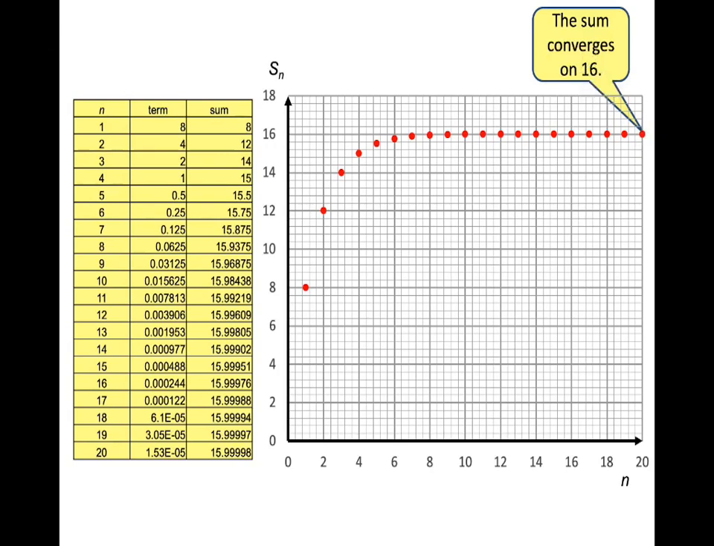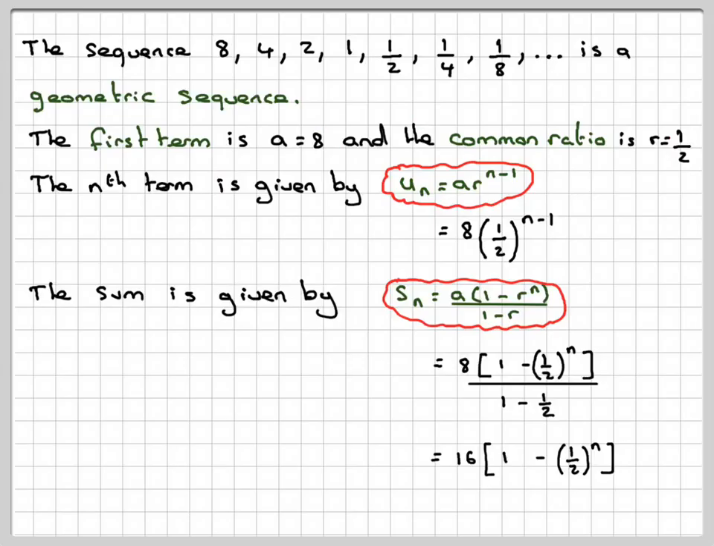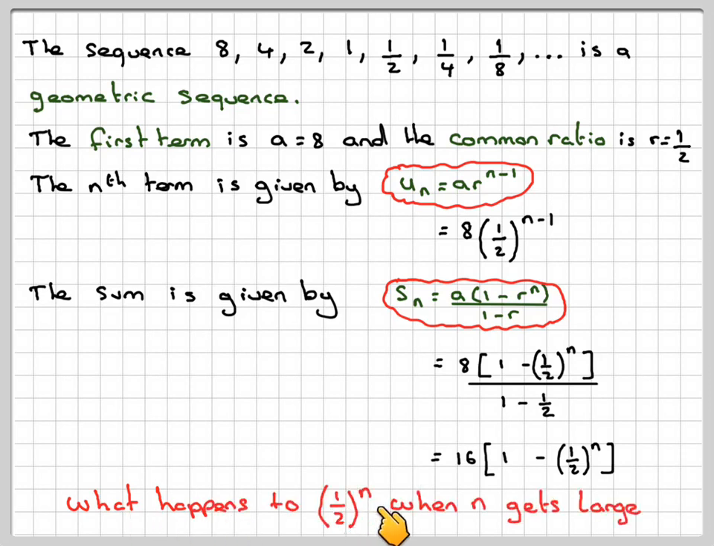Okay, and not all geometric sequences will converge onto a number. We can look at when it will and when it won't in a minute. Okay, so just carrying on. So what happens to one over half to the power of n when n gets large? Well, just stop the video and try on your calculator.